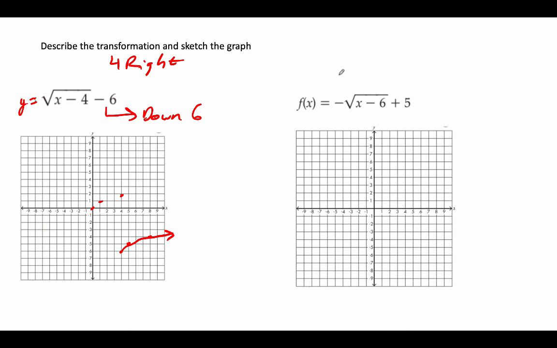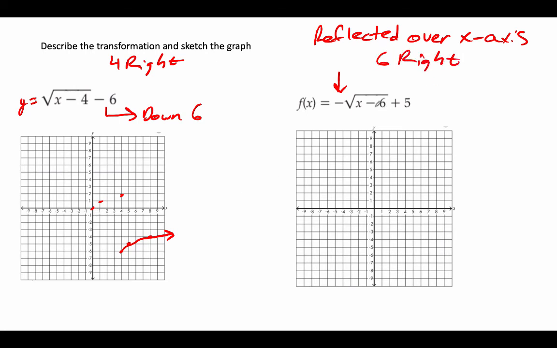Here's another one. This is going to be reflected over the x-axis. It's going to be bounced down, because I'm making all of the values negative. Normally I'm up here. Instead I'll go this way. And this is going to go 6 right because of the -6. And it's going to go up 5. Okay. +5 and x minus h. The value of h is +6. 6 right, up 5, find your spot.